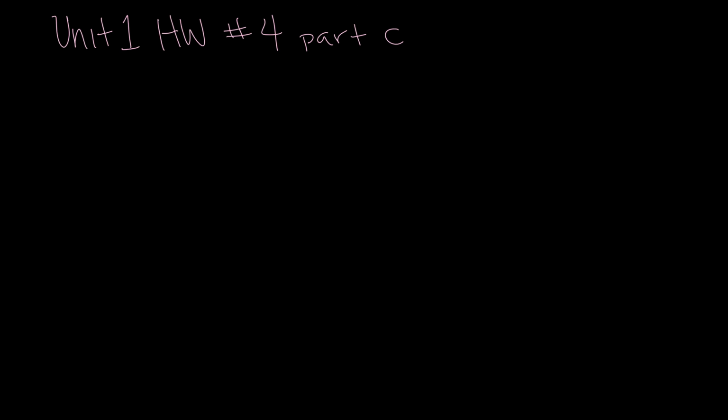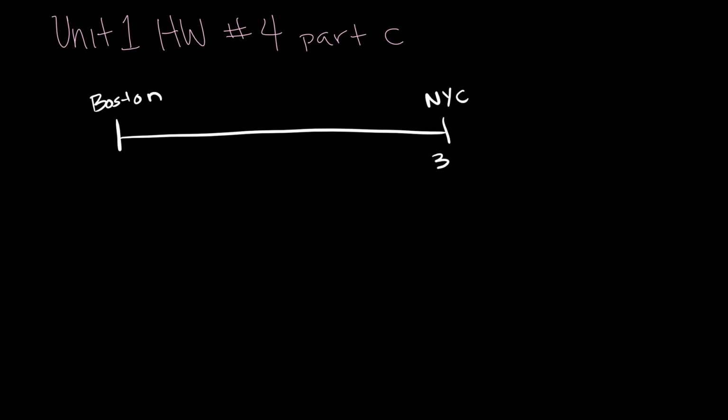So here's the situation. We have a train leaving Boston, traveling to New York City, which is 221 miles away, or if we convert that to kilometers, that's going to be 356 kilometers. So we have one train that is traveling in that direction, and we'll call it train A.